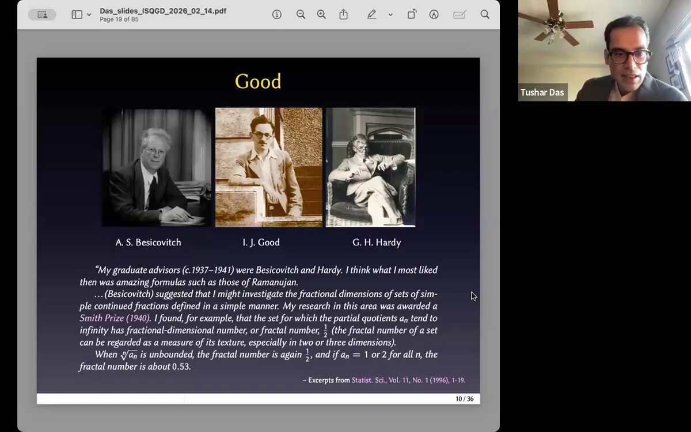So he says here, I found, for example, that the set for which the partial quotients, these are the continued fraction digits, a_n, tend to infinity, has a Hausdorff dimension of a half. And you'll notice he calls this a fractional dimensional number or a fractal number. It wasn't called the Hausdorff dimension back then.